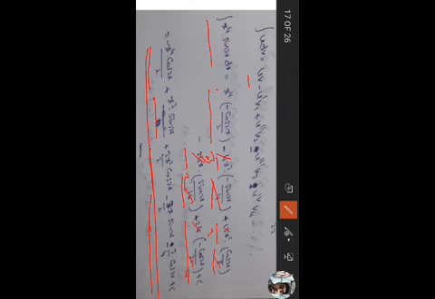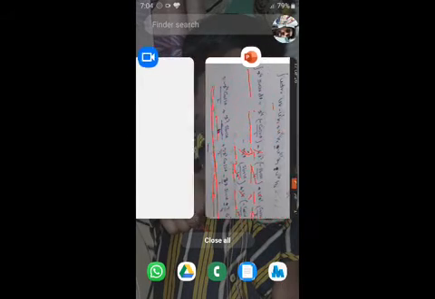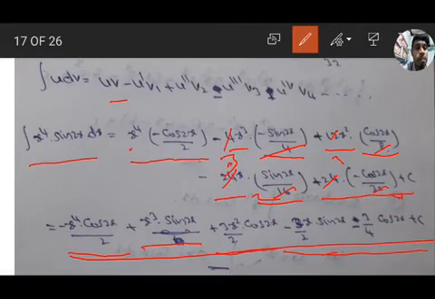Means minus x to the power of 4 cos 2x by 2 plus x cube sin 2x plus 3x square by 2 cos 2x minus 3x by 2 sin 2x minus 3 by 4 cos 2x plus c is the answer.